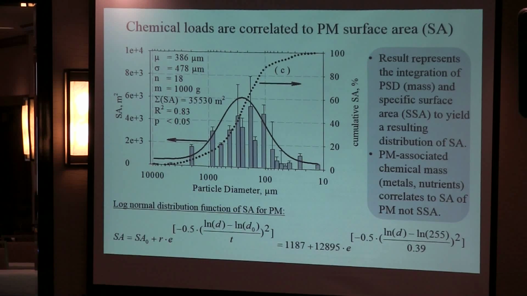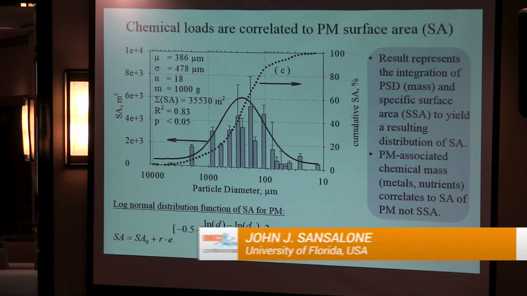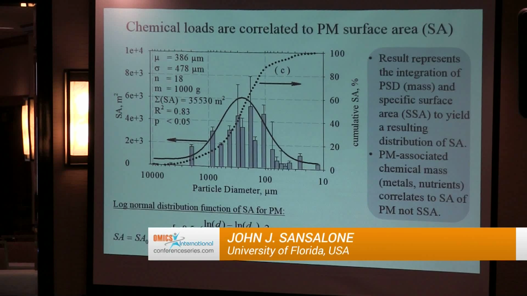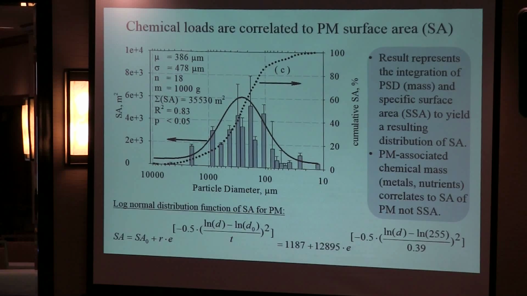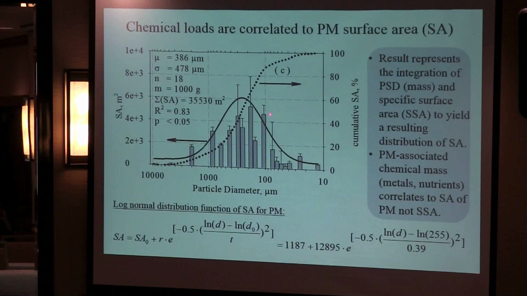Now, the common perception is it is the finer fraction of particles that contain most of the pollutant mass. This is incorrect. It is the mid-sized and coarser fractions that contain most of the pollutant mass. Why? The reason is simple. Because the total surface area, not the specific surface area, the total surface area associated with these mid-range to coarse particles is the highest. There is more surface to put chemicals onto.